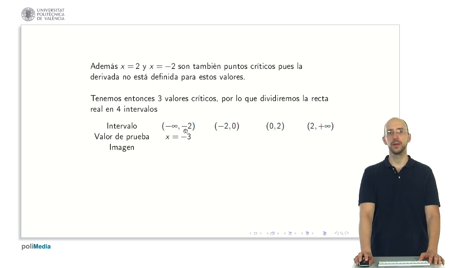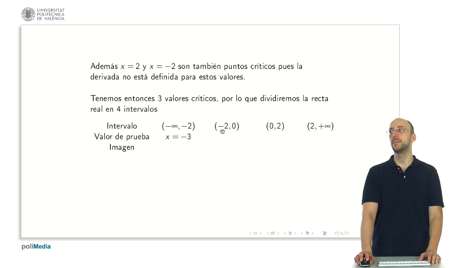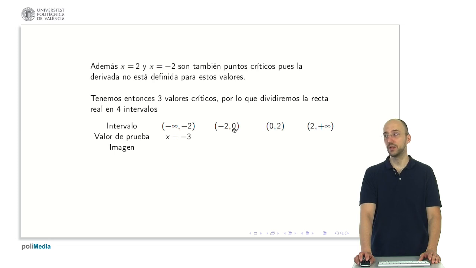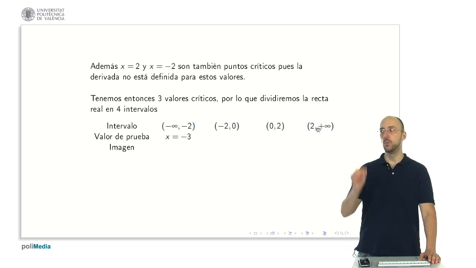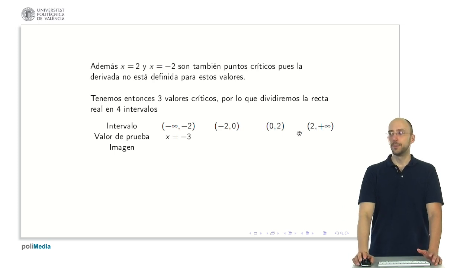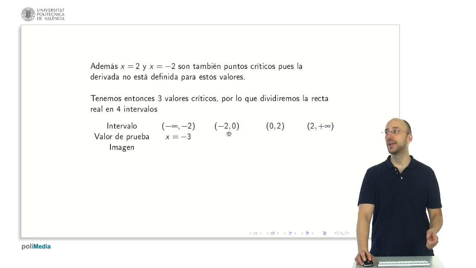First, from minus infinity to minus 2, which is the leftmost critical value. Then, the next one would be from minus 2 to 0, covering the range from minus 2, another critical value, to 0, also a critical value. After that, it would be from 0 to 2, and finally, from 2 to plus infinity. What do we have to do now? Figure out if the derivative is positive or negative in each of those intervals.